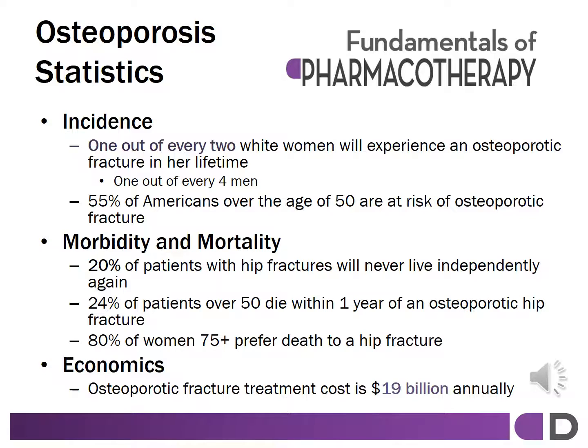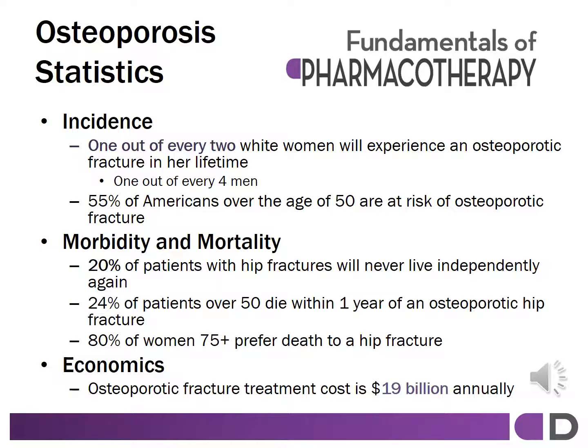Osteoporosis is very common, with 1 out of every 2 Caucasian women experiencing an osteoporotic fracture in her lifetime, and this goes up to 1 out of every 4 men, which is still pretty high. The most common locations for fractures are hips, wrists, and spines.